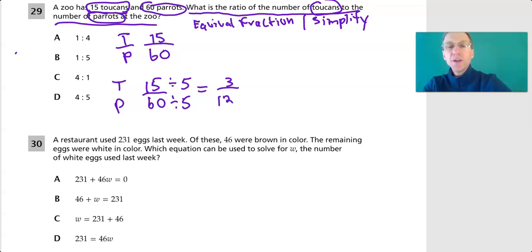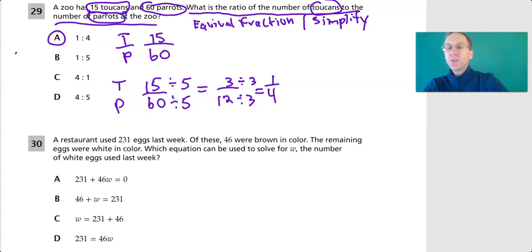Then you can simplify this even further, 3 to 12. You've got to get it down to these terms over here, and this should jump out at you. What can I divide by? Well, the factors of 3, I can divide by 3 only, really. That gives me 1 to 4. Keep it in the same order, and there's our answer.